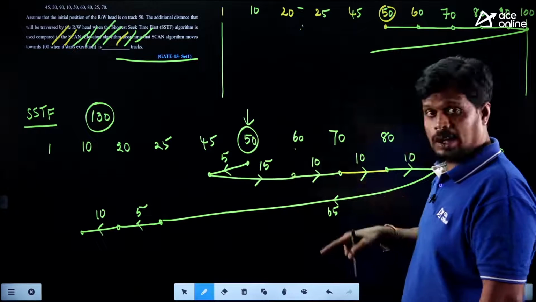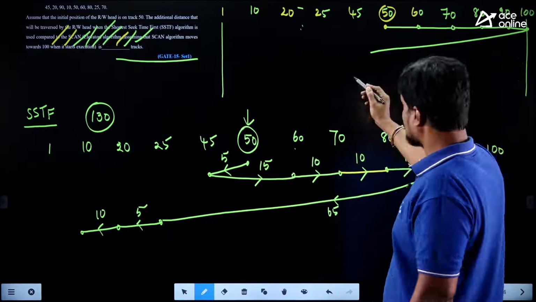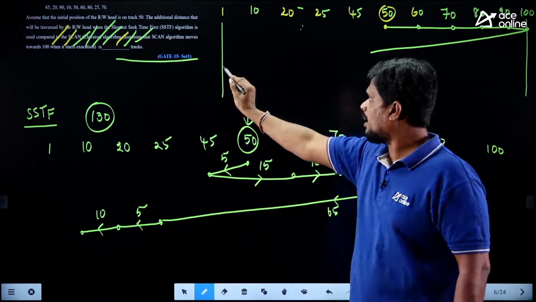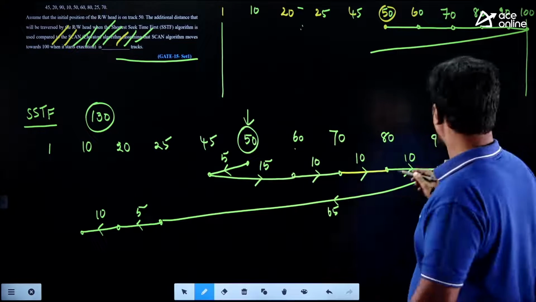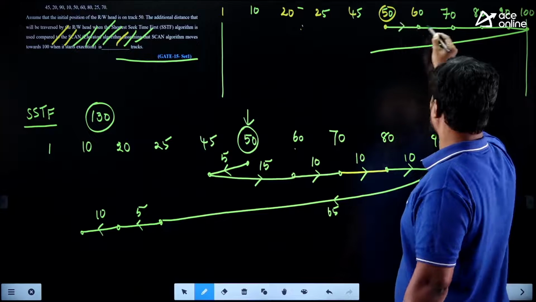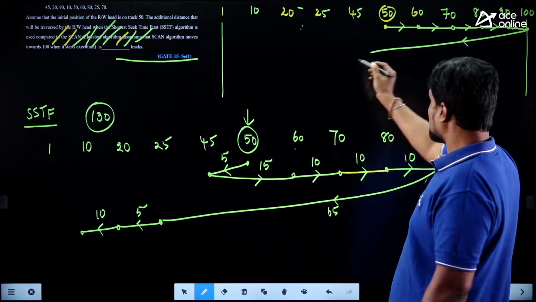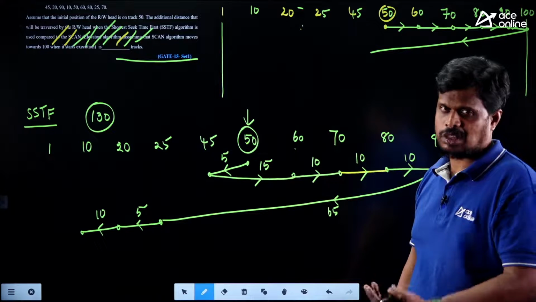But in the C-SCAN, after taking the reverse, it won't service any disk requests in between. Directly it comes to the end point and then it takes the reverse direction. But in the SCAN, when it takes the reverse direction, if there is any disk request arriving, that is also serviced by the disk read head when we are applying the SCAN algorithm.